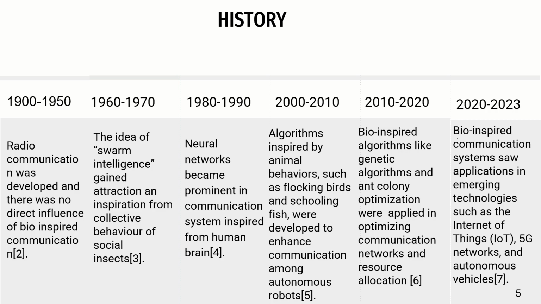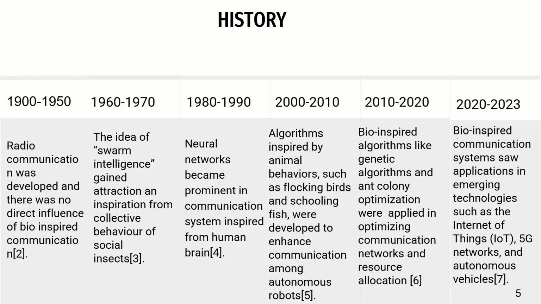This is the history of bio-inspired communication system. From 1900s to 1950, radio communication was developed and there was no direct influence of bio-inspired communication. 1960s to 1970, the idea of swarm intelligence gained attraction, with inspiration from the collective behavior of social insects. From 1980 to 1990s, neural networks became prominent in communication systems, inspired by the human brain.